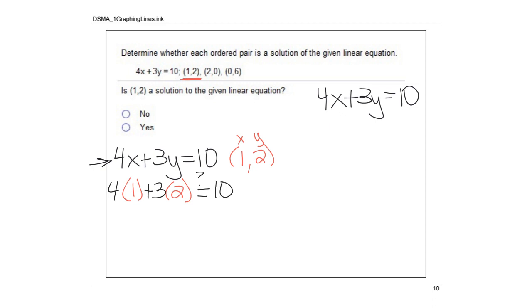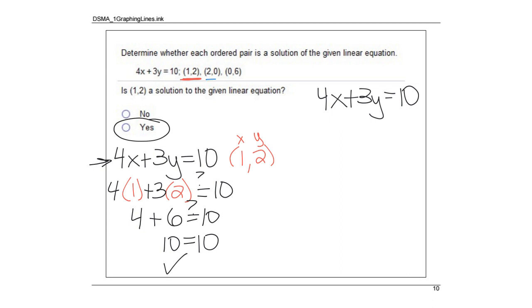And now we have to check. Okay, so I substituted 1 in for x, 2 in for y, put the rest of the equation there. I put a question mark above the equal sign because we don't know if this is going to work or not work. So let's go ahead. Let's see. 4 times 1 is 4, plus 3 times 2 is 6. I'm still wondering, but I can see that 10 equals 10. This is a good thing. That means that, yes, this is a solution to the given linear equation.